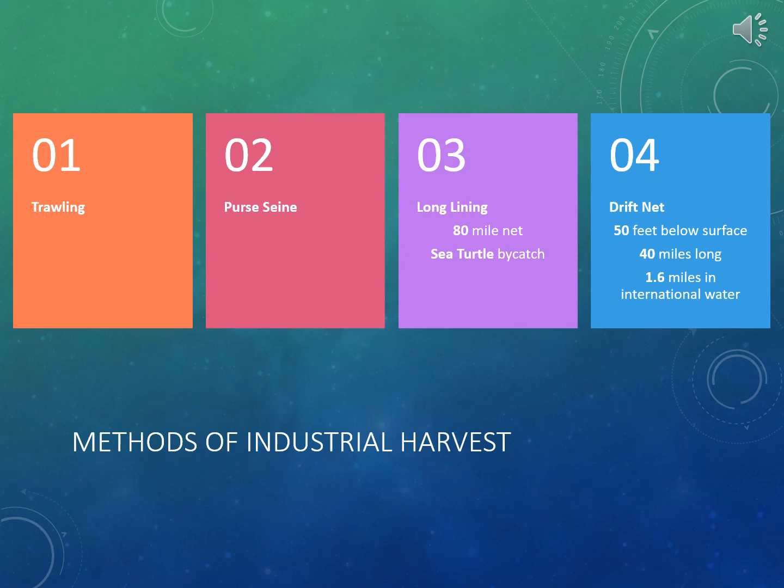So how do we fish? There are four major types of industrial fishing: trawling, purse seine, longlining, and drift nets. It's important to note that longlining is limited to an 80-mile net and often is associated with sea turtle bycatch. Drift nets are allowed to be 50 feet below the surface and 40 miles long in United States water. In international water, they can only be 1.6 miles long.